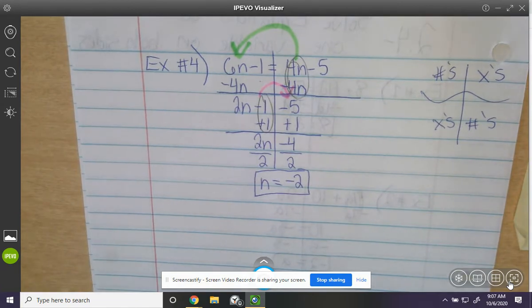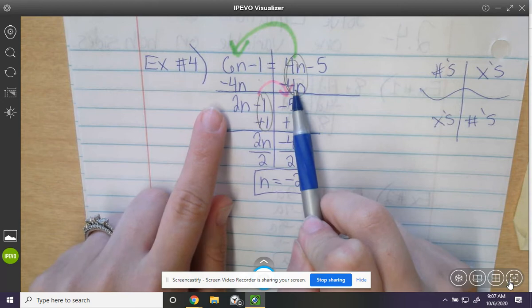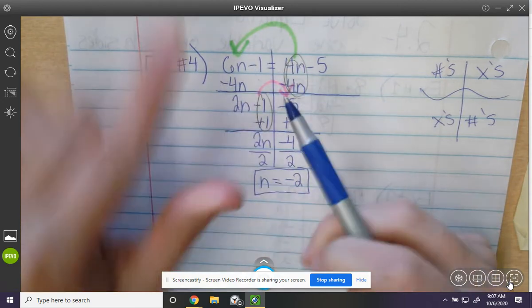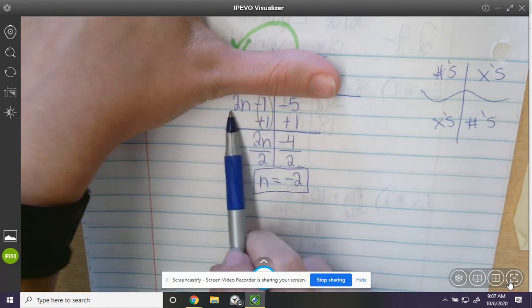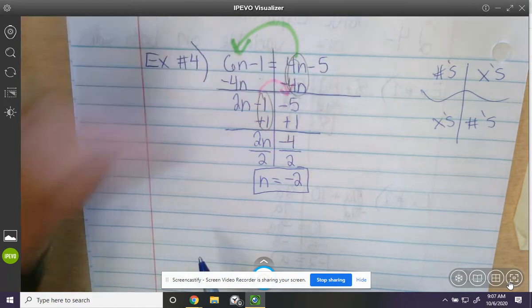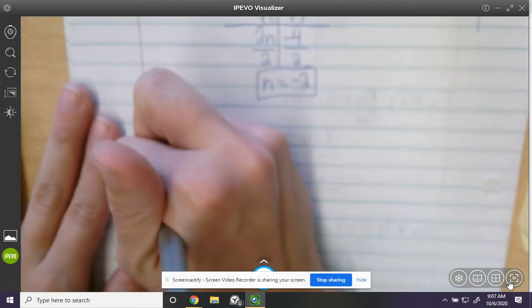Really, the only new step is moving this over here first. Because once you get here, 2n minus 1 minus 5, this is just a two-step equation. We've done that a million times. Okay, so try this one on your own.